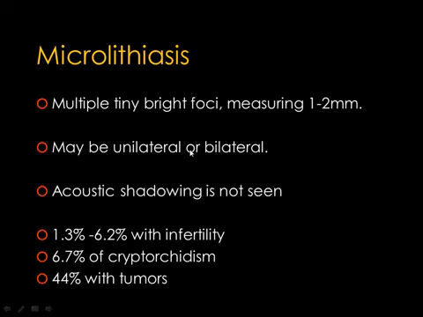Testicular microlithiasis. Testicular microlithiasis describes the appearance of multiple tiny bright foci measuring 1 to 2 millimeters in diameter, which may be unilateral or bilateral. Acoustic shadowing is not usually seen, probably due to the small size of the calcifications. Studies show that between 1.3 and 6.2% of people with infertility have testicular microlithiasis. 6.7% of patients with cryptorchidism also have testicular microlithiasis, and tumors are found in up to 44% of people with microlithiasis, the most common of which is seminoma.